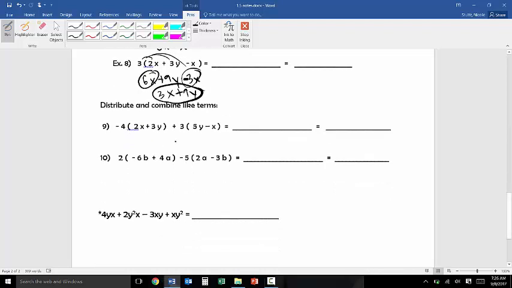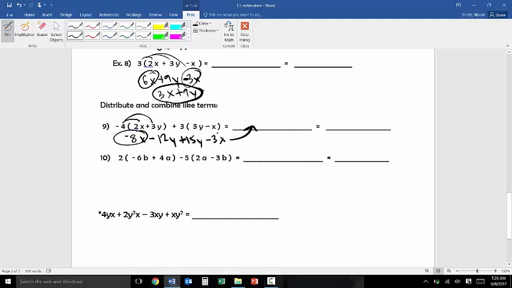The only difference with these is you have to distribute twice. That's really it. So if I distribute my negative 4 times 2 is negative 8x. Negative 4 times 3 is negative 12y. 3 times 5 is a 15y. 3 times negative x is negative 3x. So that would all go up here. And then you just combine your like terms.